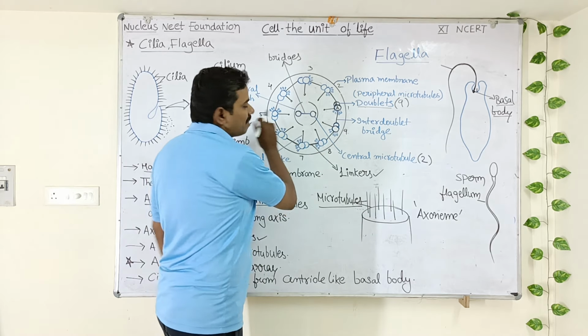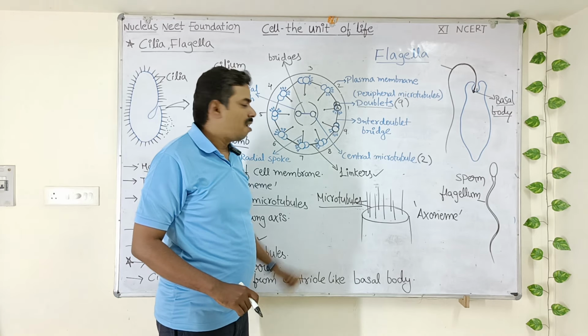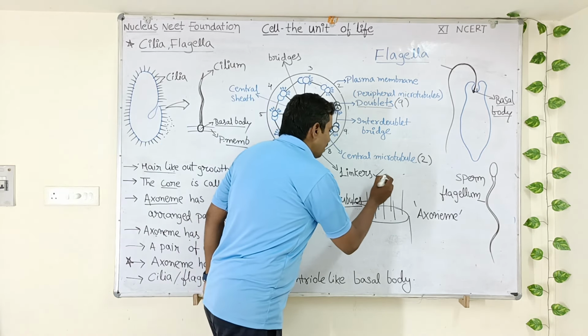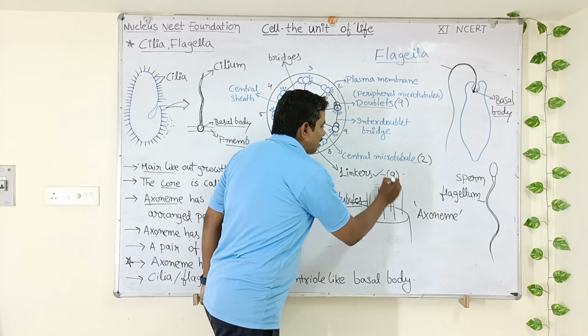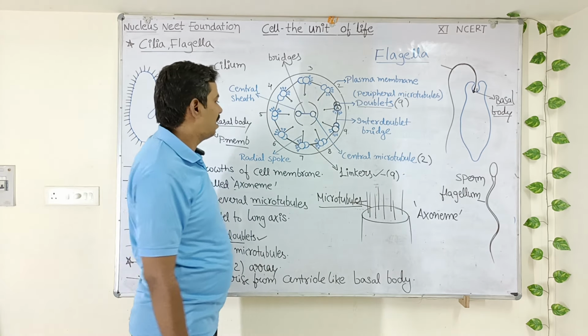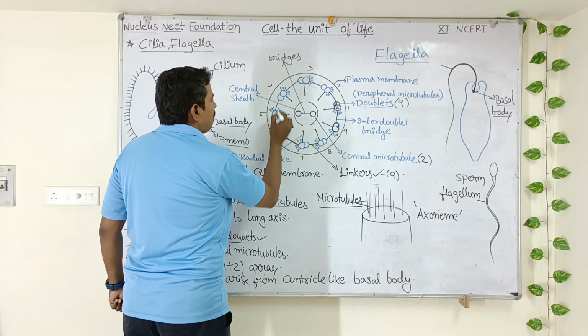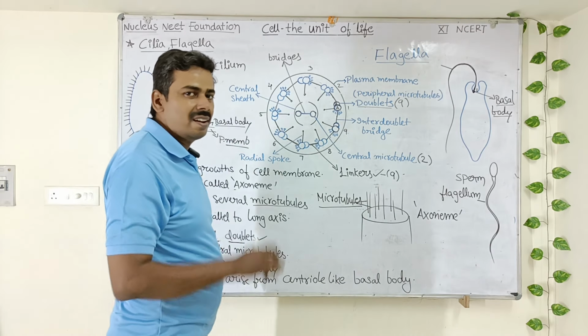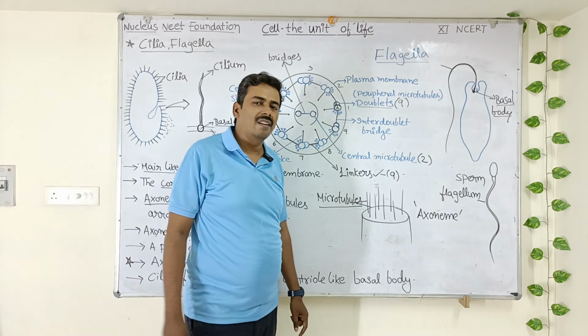So how many linkers can you expect? Can you tell? How many linkers are there? Yes, you are correct. There are 9 linkers. Let us count. 1, 2, 3, 4, 5, 6, 7, 8, 9. Total 9 linkers are there. Very important for your NEET exam.